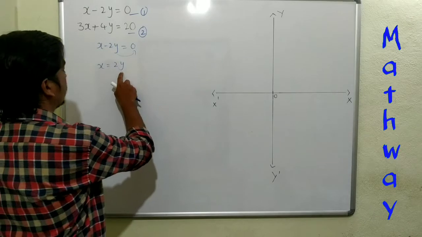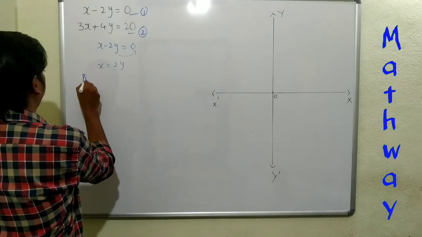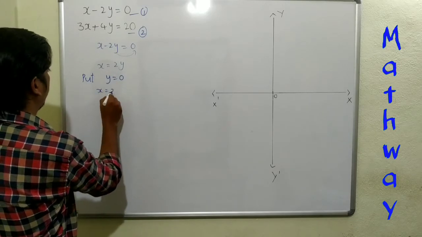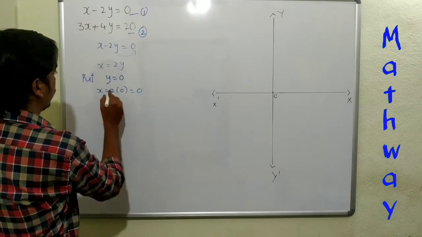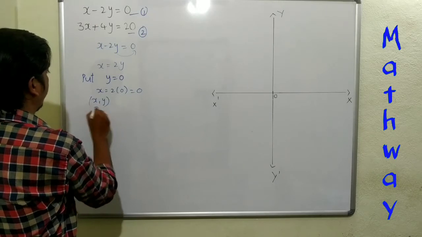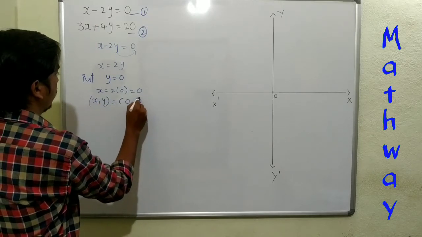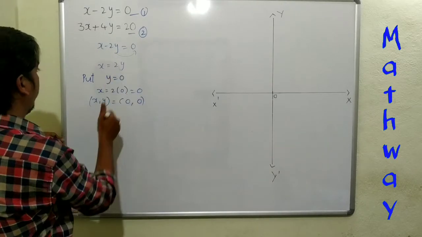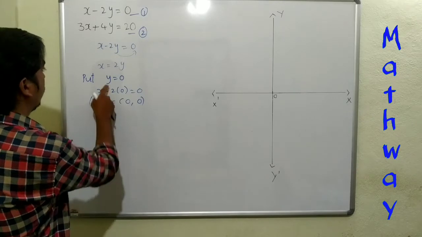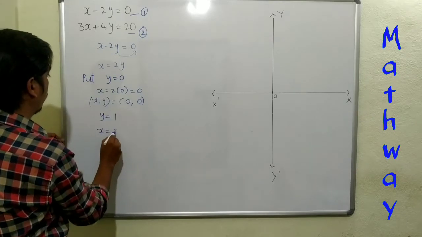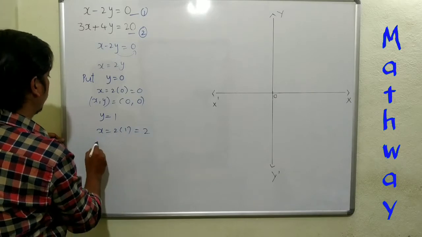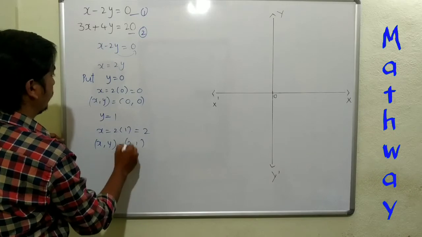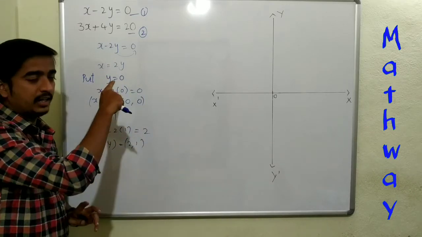First I am putting y equals 0. Then what we get here? x equals 2 of 0. 2 zeros are 0. So the point x comma y is 0 comma 0. That goes through the origin. Next put y equals 1. Then x equals 2 of 1. 2 ones are 2. So the coordinates x comma y are 2 comma 1. These are the 2 points to draw the first line.